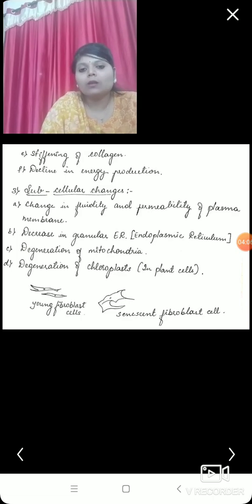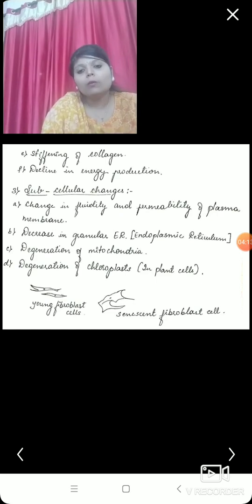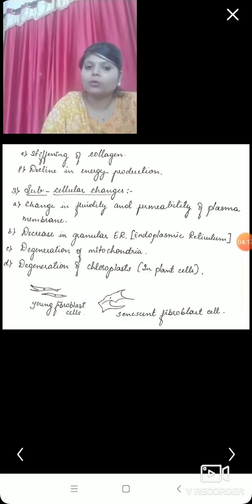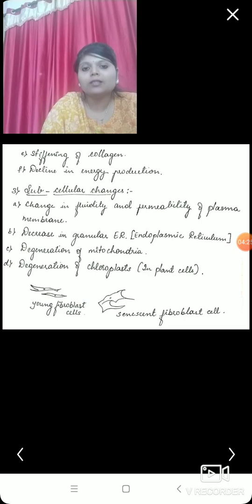Okay, the subcellular changes that we could see here are the change in the fluidity and the permeability of the plasma membrane. Any molecules nearby the cell which will enter into the cell, or any molecules inside the cell, are just let out without the signals of the cell. Without any permission, they are just let out or let inside the cell.